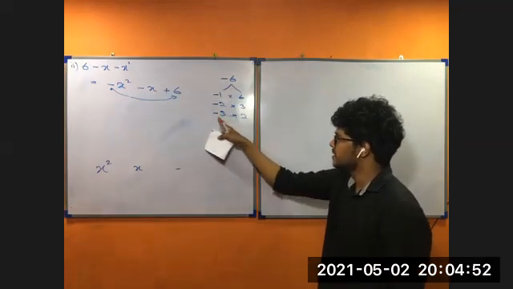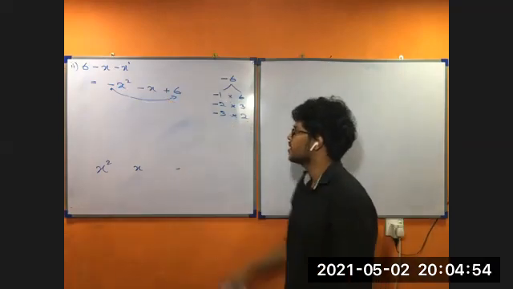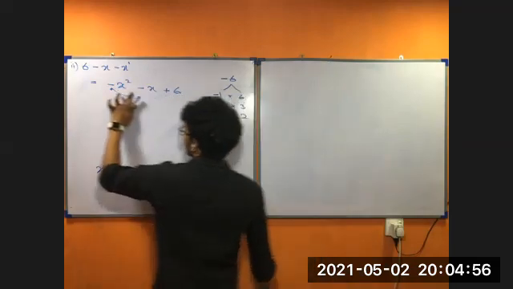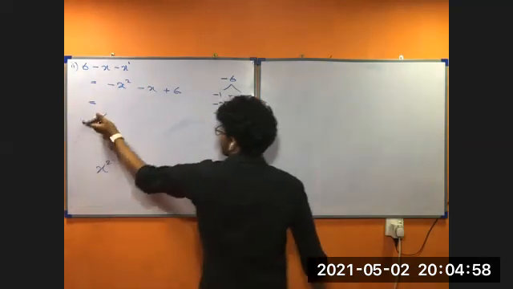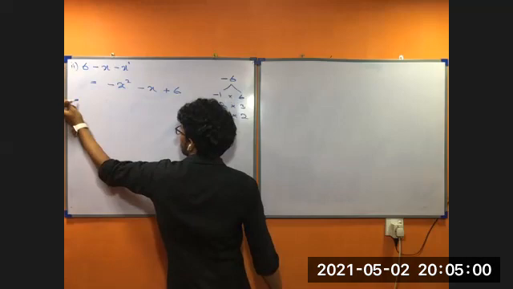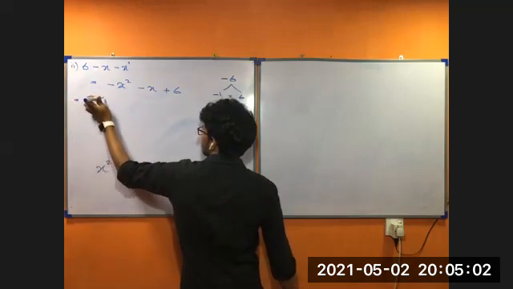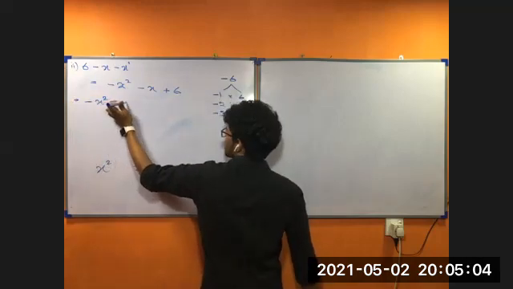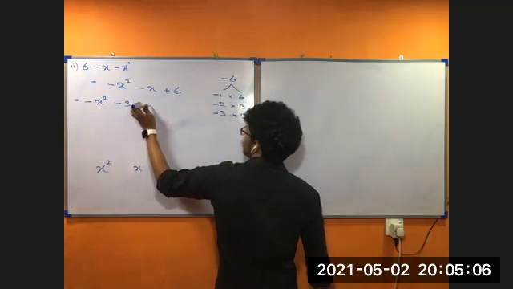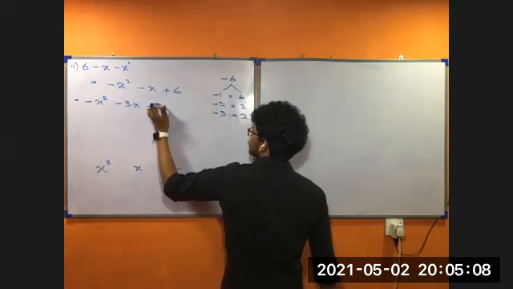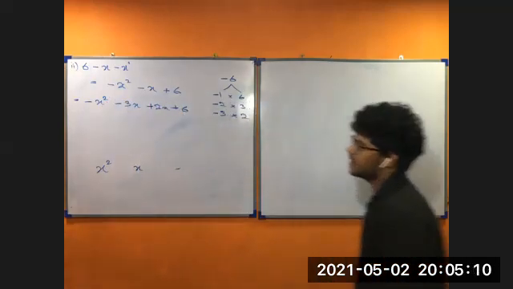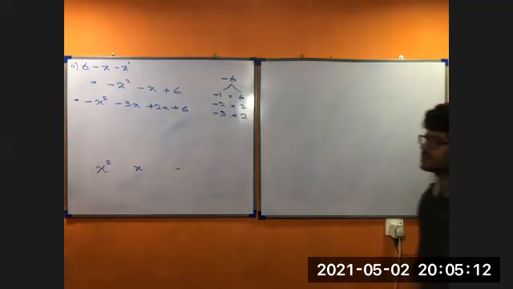When you add minus 3 and 2, I'm getting minus 1. So in that case, I can use this 2. So what would it be? This is equal to x squared minus 3x plus 2x plus 6, right? Minus 3x plus 2x plus 6.